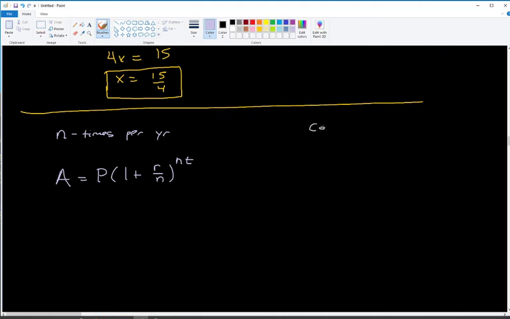The other way is continuously, which will be A equals Pe to the rt, where e is that 2.718 number that we were dealing with a little bit ago. So in these equations, P is the principal. It's the initial investment. It's also called present value, because it would be the amount of money that you would put into an account. So we use PV for present value. It's the amount of money that you're putting into the account, say, today.